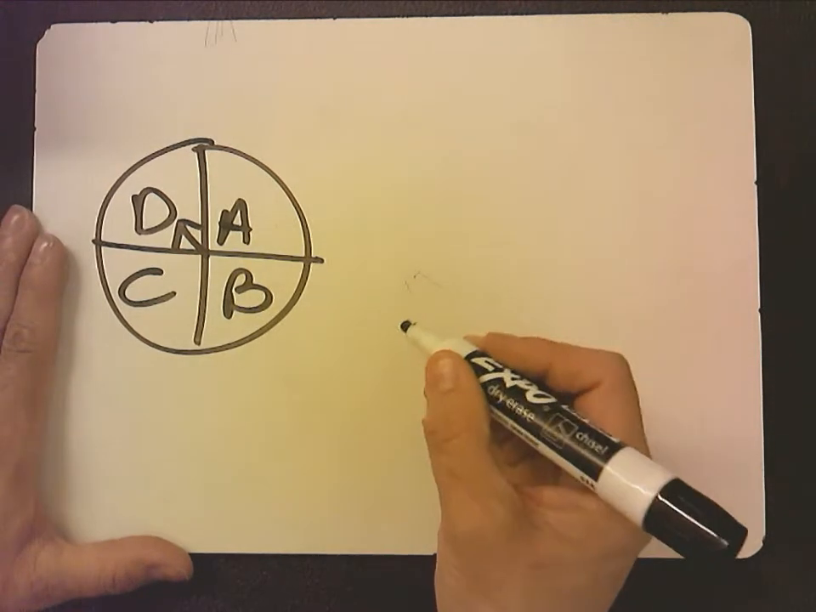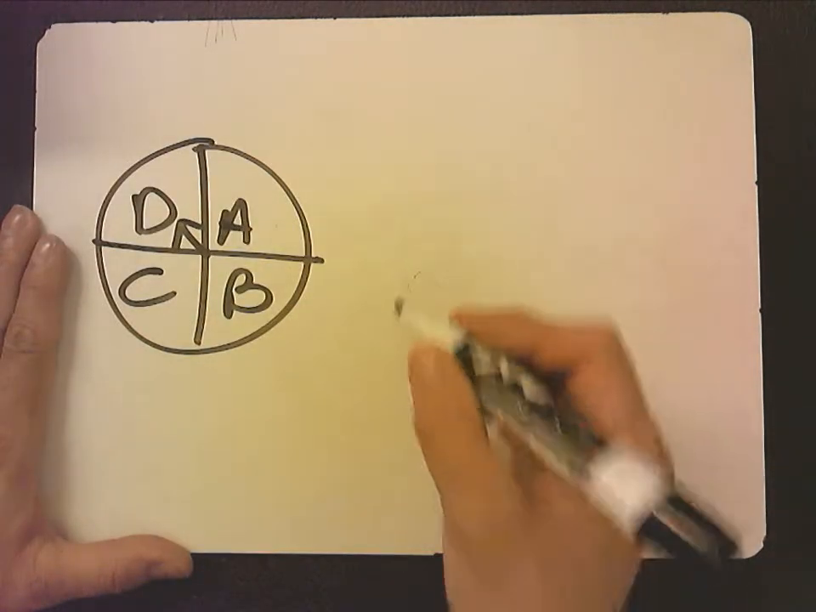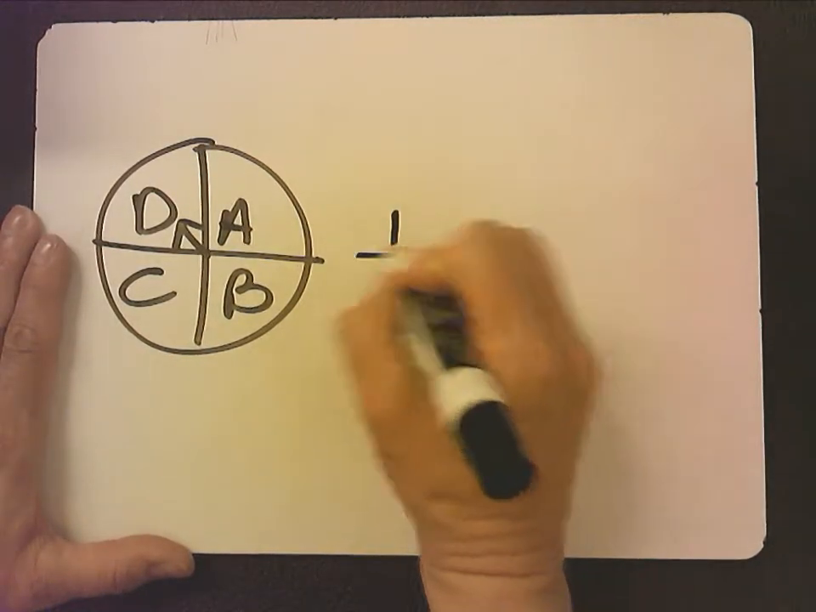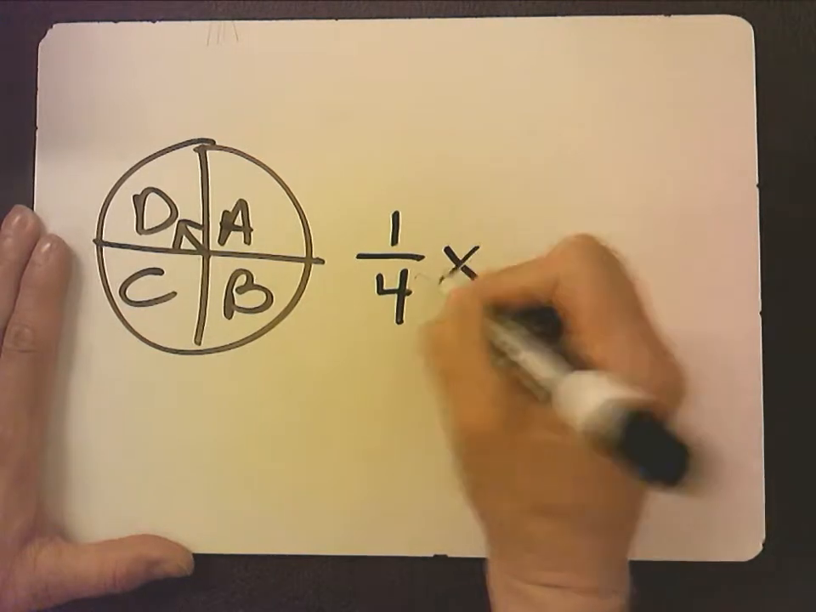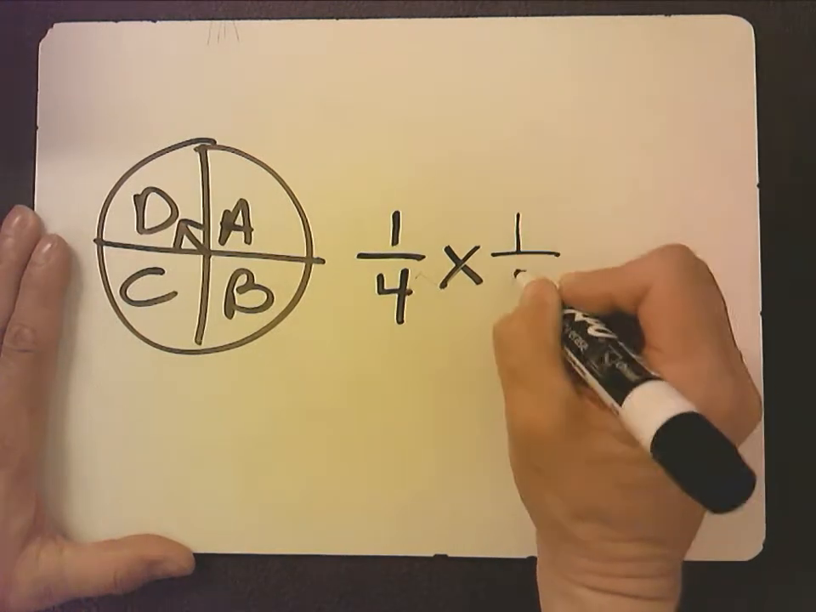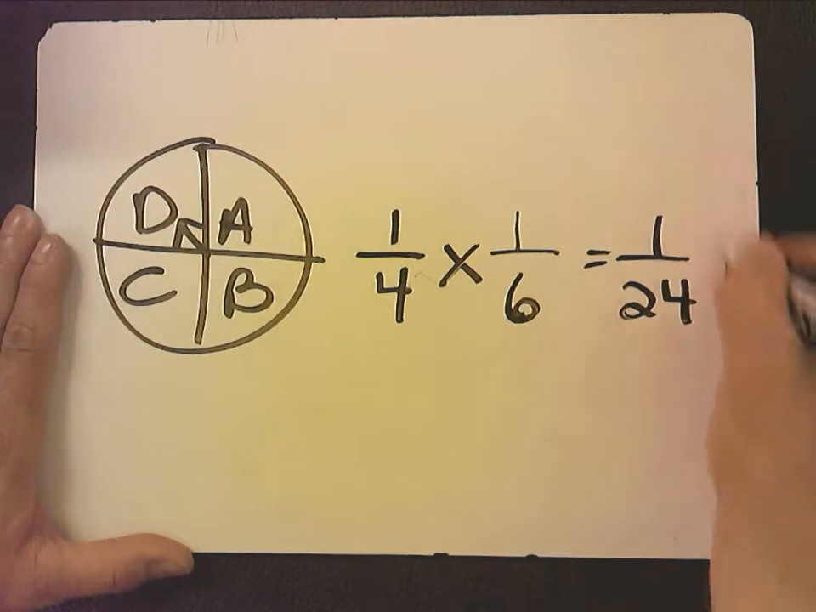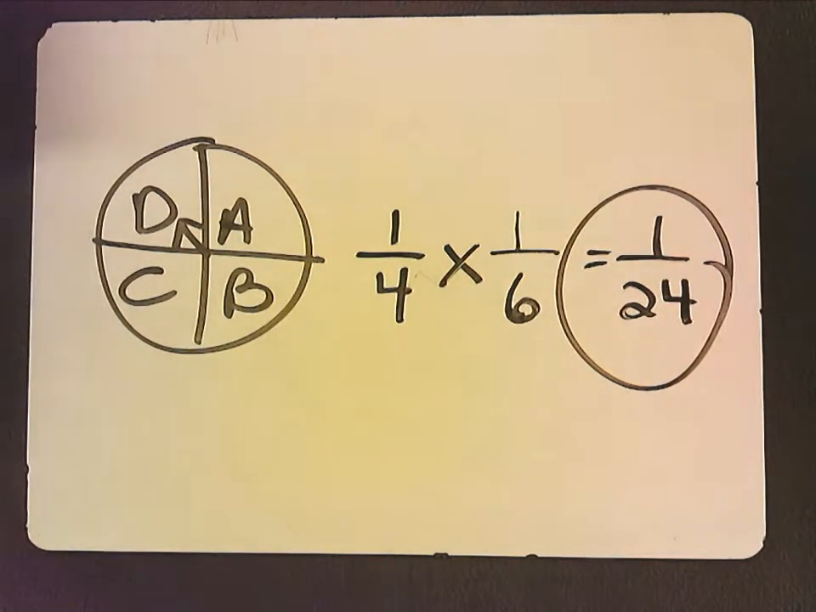Okay, well, what is the probability of spinning this and having it land on a B? Well, it's 1 out of 4, because there's 4 possible options. And what is the possibility of rolling a 4 on a number cube? Well, 1 out of 6. So I multiply my 2 probabilities, and it's 1 out of 24.